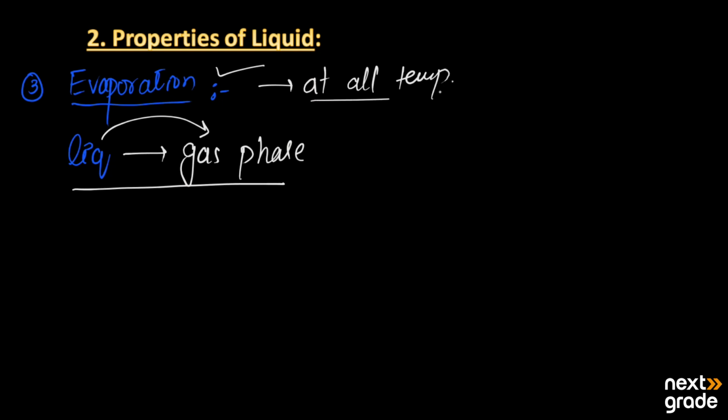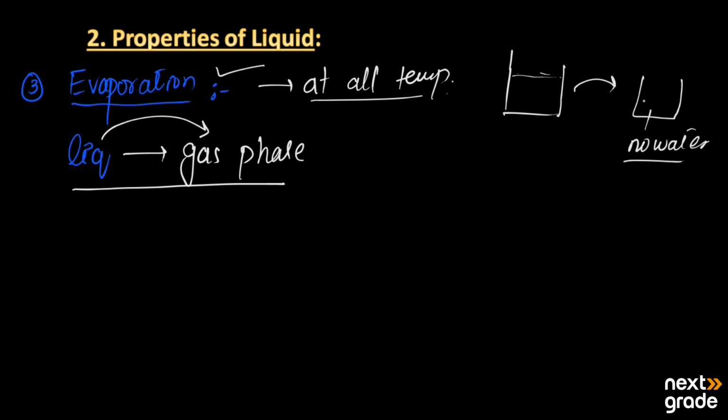The simple example is this: when we place some water in a glass or a cup, then after some days we see that there is no water in it. It means all the water has been evaporated, or maybe the level of the water is less. All the water has been evaporated into the atmosphere. So the question arises, why does evaporation happen?